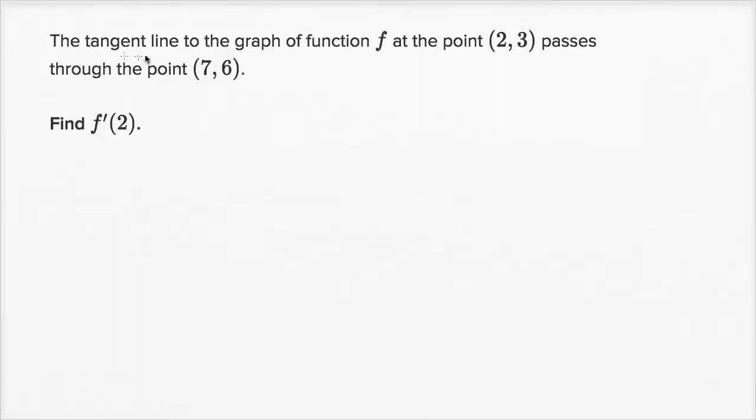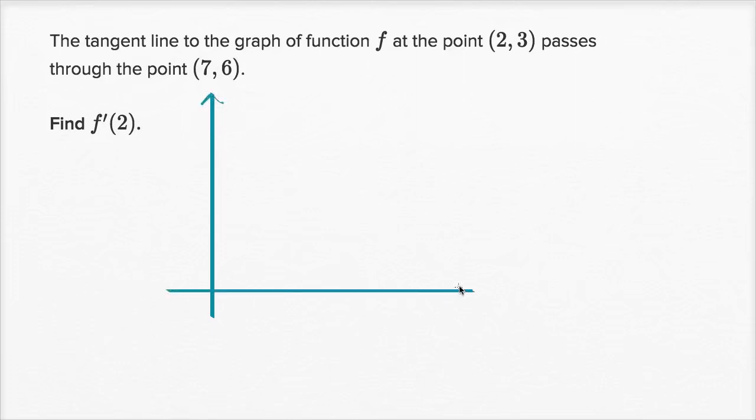We're told that the tangent line to the graph of function f at the point (2, 3) passes through the point (7, 6). Find f prime of 2. So whenever you see something like this, it doesn't hurt to try to visualize it. You might want to draw it out or just visualize it in your head, but since I can't do it in my head, I will draw it out.